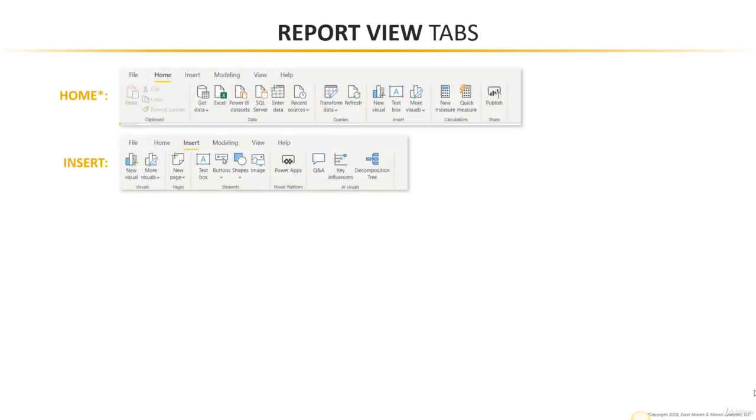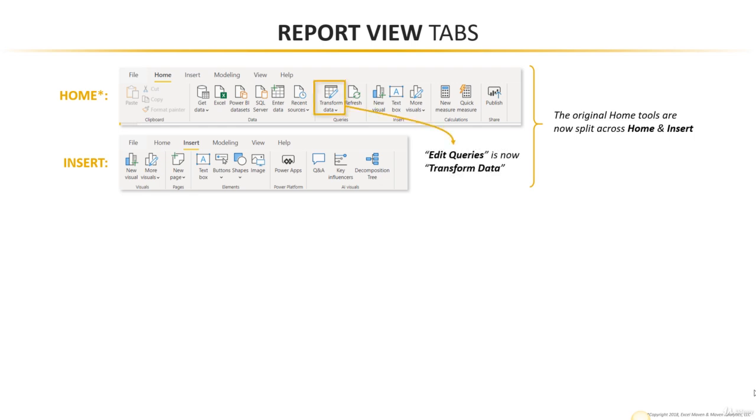So on the report view, I'm going to walk through each of the tabs that you can access, starting with Home and Insert. Biggest change here is that the original tools that were all compressed into the Home tab in the old ribbon are now split across the Home tab and a new Insert menu. You'll see all the same stuff here: copy paste options, get data, data sources, refresh, new visuals, measures, all of that. Biggest changes that you'll find, in fact, probably the number one biggest point of confusion, is that edit queries is now called transform data. Does the exact same thing, launches the query editor, just changed the name.